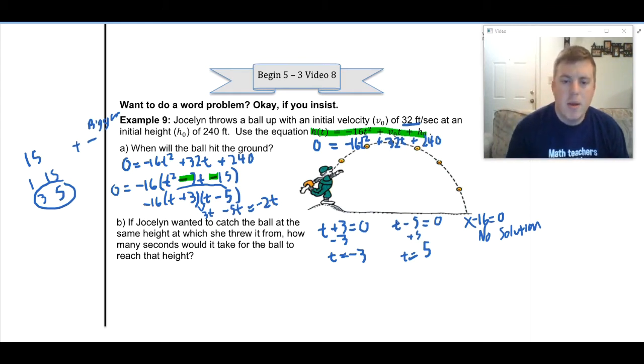Now, our t, if you remember in this problem, is going to represent time. Looking at our two answers, we have a negative 3 and a positive 5. We cannot have negative time. We have yet to invent time travel.